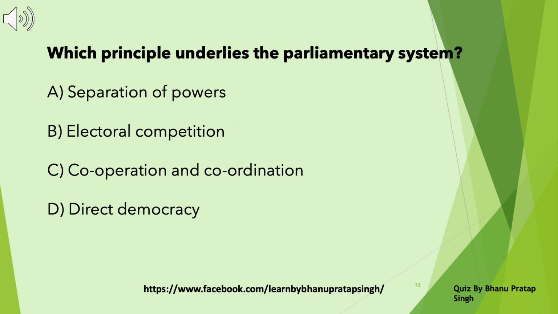Which principle underlies the parliamentary system? A. Separation of powers. B. Electoral competition. C. Cooperation and coordination. D. Direct democracy. Choose the correct answer. Answer C. Cooperation and coordination.